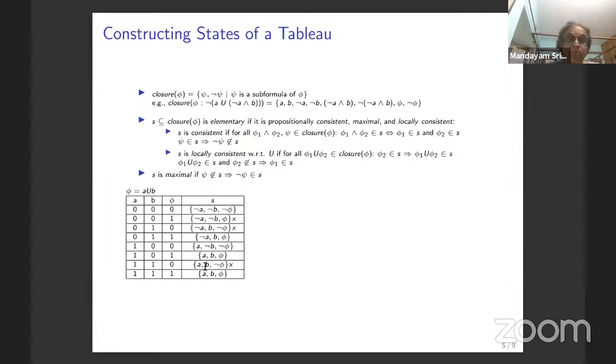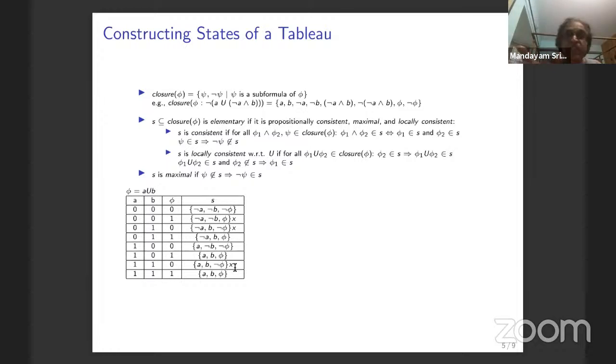So then A and B cannot be there, because if they were there, you would have to include phi, no? Therefore, that's why this is not locally consistent. This is a very simple optimization, so that will eliminate some states from your construction.